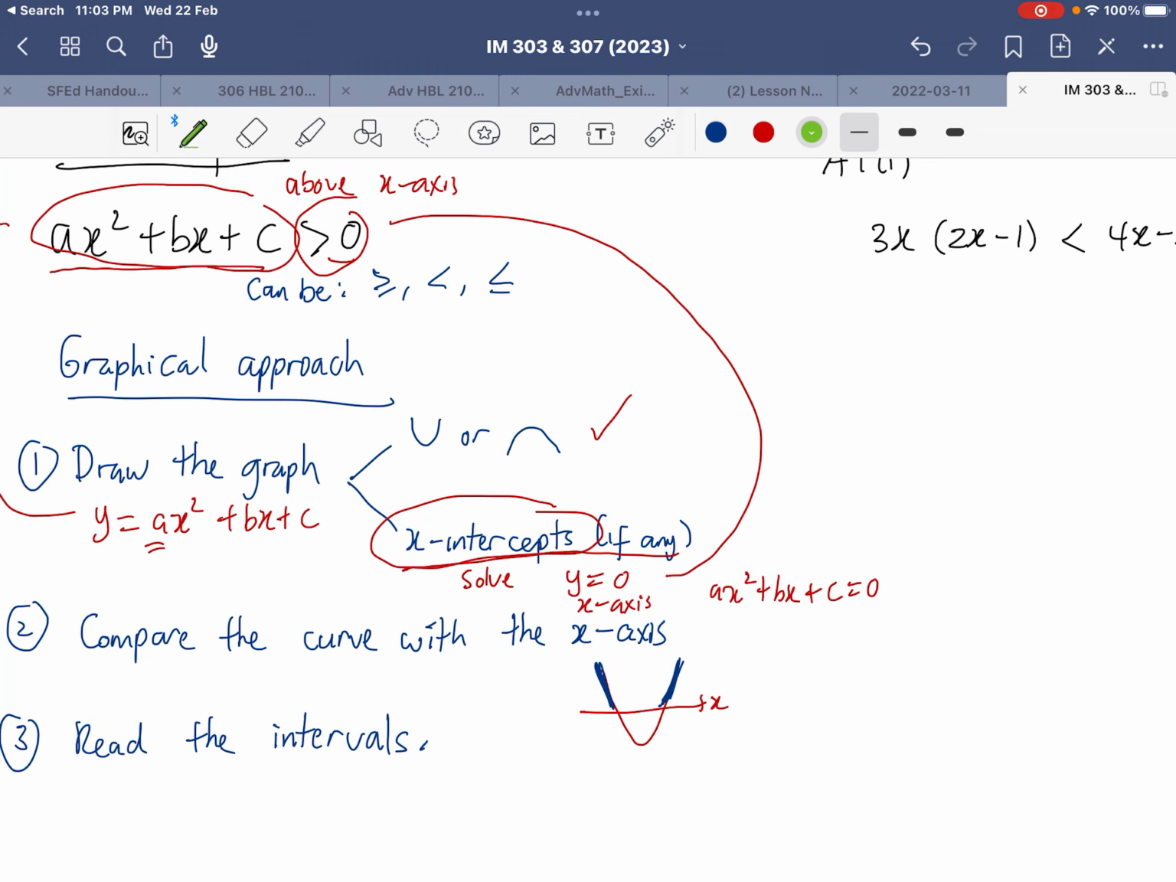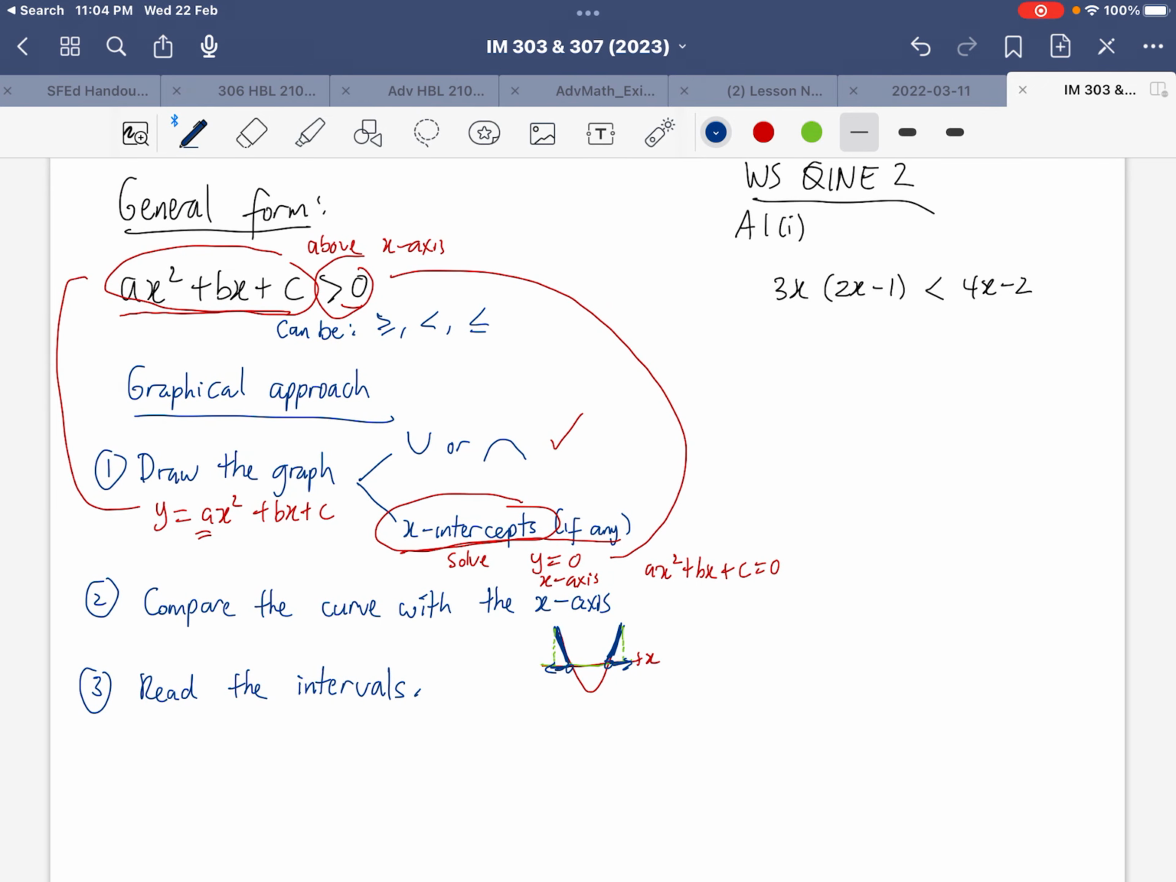Then x refers to this horizontal line, right? So the solution for x will be all the x related to this blue part of the curve. So I will shade in blue again, which is here and here. So from this point to the left and from this point to the right, those are the values of x that satisfy the inequality. That's the step. Always draw the graph.